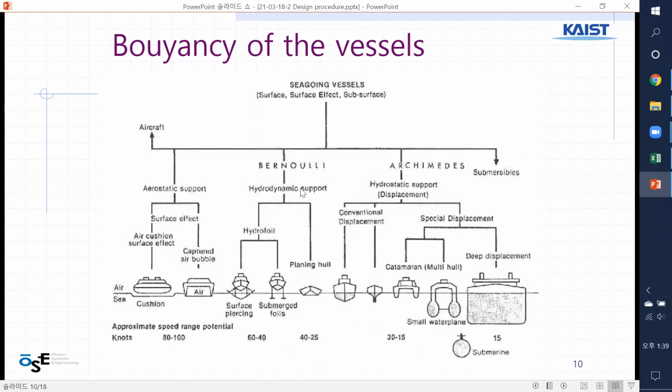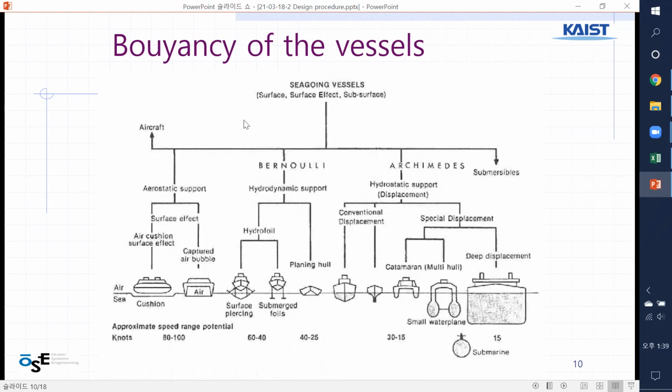Hydrodynamic support, not static, dynamic. You say this Archimedes theory; here is the Bernoulli theory. Right? So planing hull, submerged foil. Foil is only the ski. You can say water ski on the bottom of the ship. Surface piercing ski. This is a fully submerged ski, but this is a half submerged ski. Right? Have you had a chance to try water ski sport?